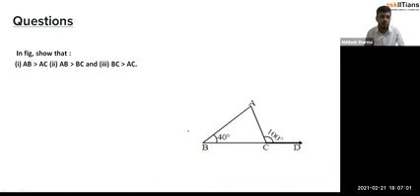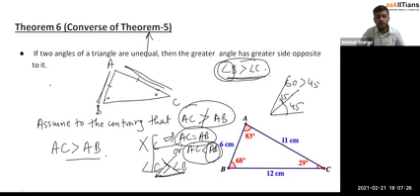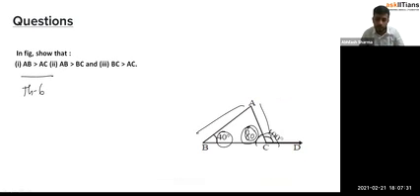Now let us solve this question. Show that AB is greater than AC. So obviously this angle will be 80 degrees, because 100 degrees plus what angle will give us 180 degrees, because these are lying on a straight line, 80 degrees only. So since 80 is greater than 40, AB will be greater than AC, using theorem 6, which we have just studied. The greater angle has greater side opposite to it. So this is the greater angle, so the side opposite to it will be greater, right? Now, how will we prove AB greater than BC?